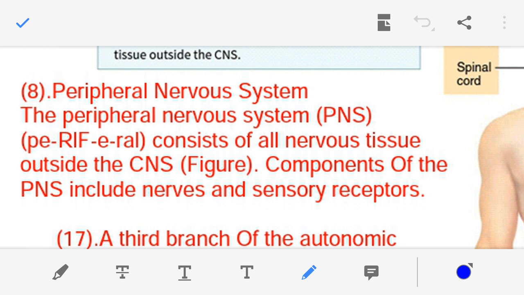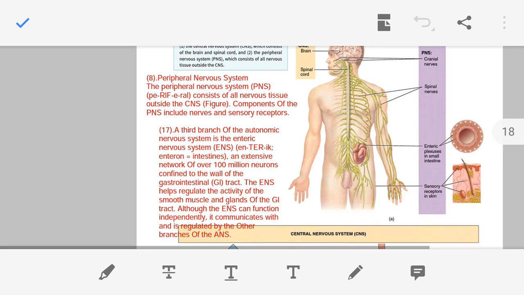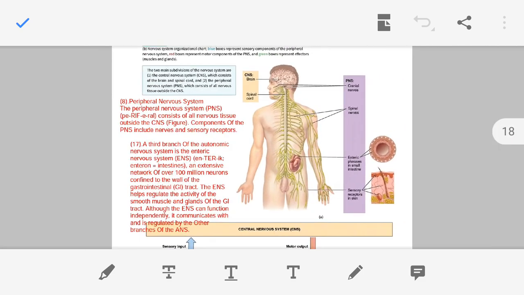Okay, so now we are discussing the 8th point, that is the peripheral nervous system. In short it is known as PNS. And how should we pronounce this PNS? It is peripheral nervous system. And this peripheral nervous system consists of all nervous tissue outside the CNS. So entire nervous system minus CNS is equal to PNS. That means what is included in PNS? The nerves are included, nerve fibers are included, and the sensory receptors are also included in this PNS. So this was the 8th point regarding the PNS.